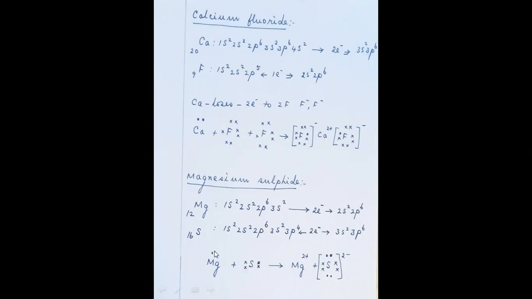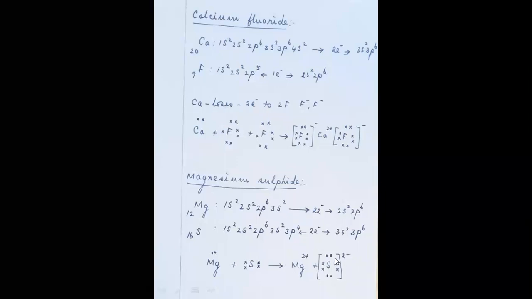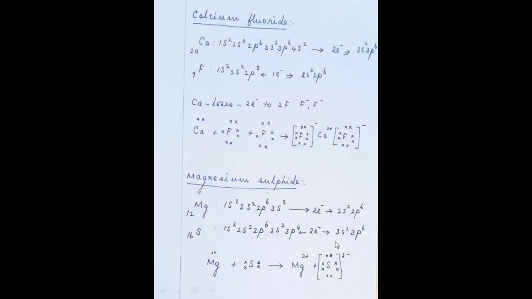And the magnesium gives the 2 electrons to that. And totally it gets a completed octet. So the 2 electrons are completely transferred from magnesium to sulfur. Thus the ionic bond is formed. So magnesium becomes 2 plus and the sulfur becomes 2 minus. So there is an electrostatic attraction between the magnesium 2 plus and sulfur 2 minus, and the ionic bond is established. So this is how the ionic bond between atoms is formed.